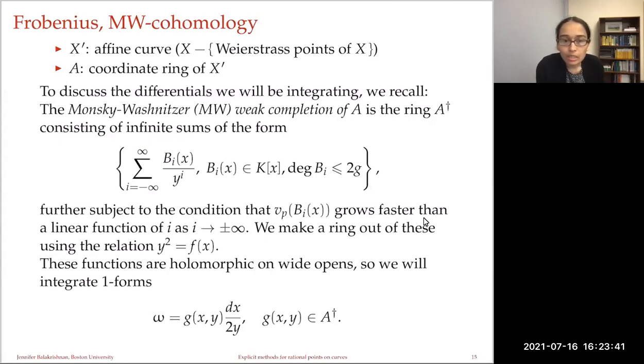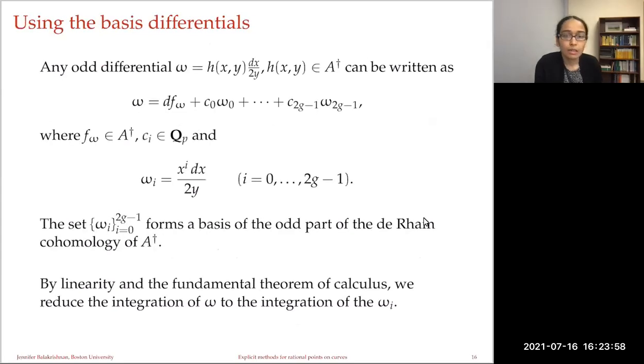And we will make a ring out of these using the relation coming to us from the equation of the hyperelliptic curve. Now these functions are holomorphic on wide opens, and so what we will do is integrate one forms that look like some element here in the dagger ring times dx over 2y. Now, any odd differential, so odd with respect to the hyperelliptic involution, can be written as some df plus a linear combination of these differentials omega_i that are of the form x^i dx over 2y. Remember, we're looking at hyperelliptic curves, so this is maybe a natural, nice basis to consider.